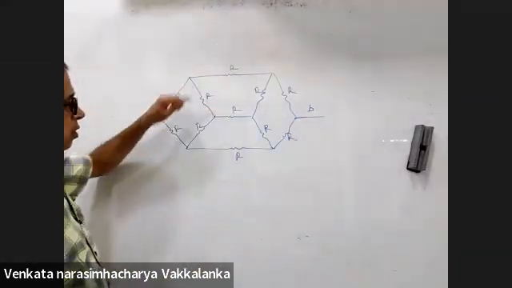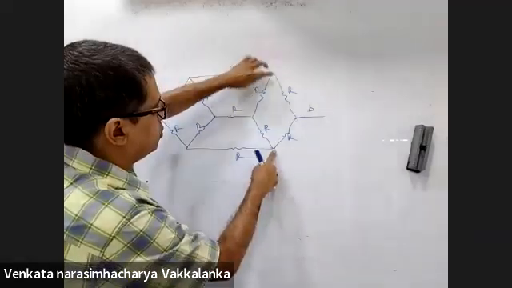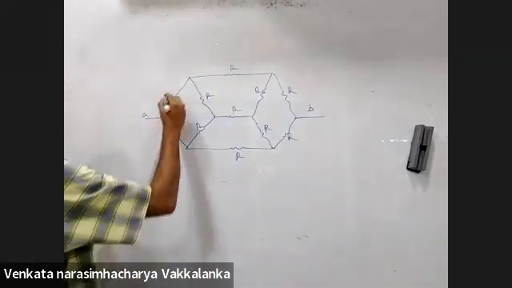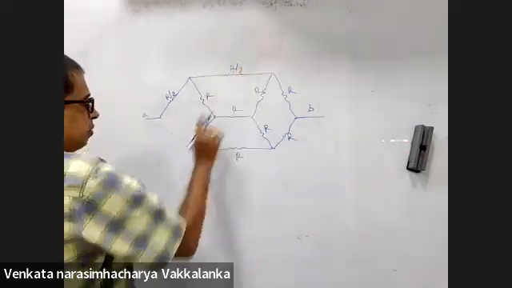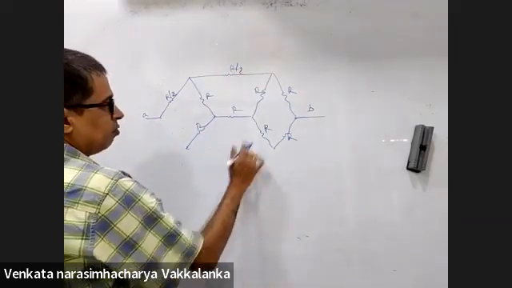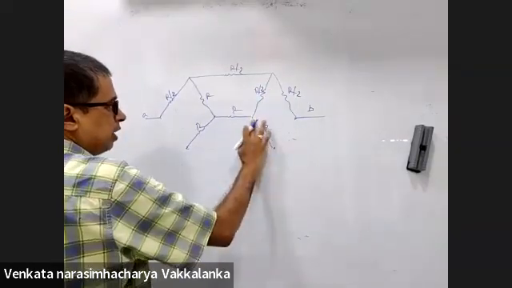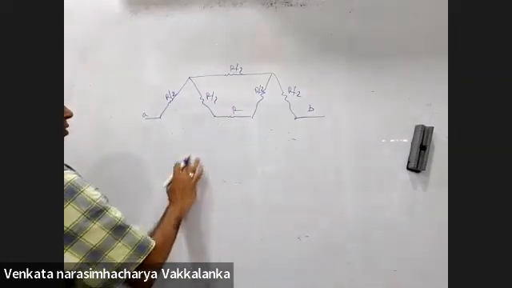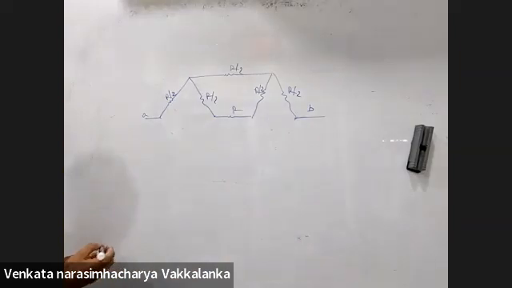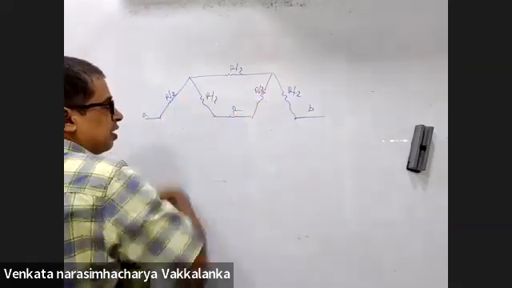Yes, along AB. This point and this point are equipotential, so I can fold. So this will become R by 2, this is removed. This will become R by 2, this is removed. This is R by 2, this is removed. Problem becomes so easy after that. R by 2 and R are in series. This is 2R.